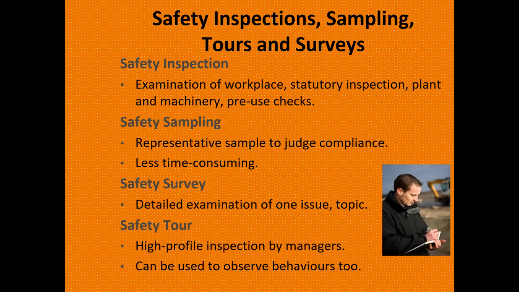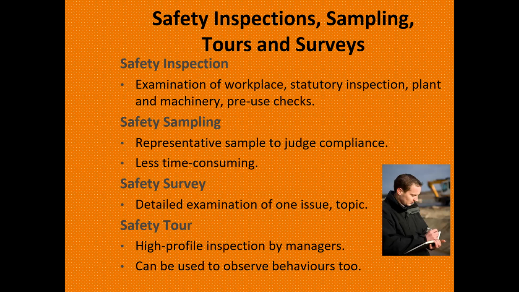Before starting the work, we have developed some checklists and procedures, like we need to ensure that they are in compliance or not. Then safety sampling, a representative sample to judge compliance. We check only one area. Suppose the site consists of 10 different areas or 10 kilometers. So we just visit one area or two areas, and then we assume that the level of compliance in area 1 is the same level of compliance in area 10.